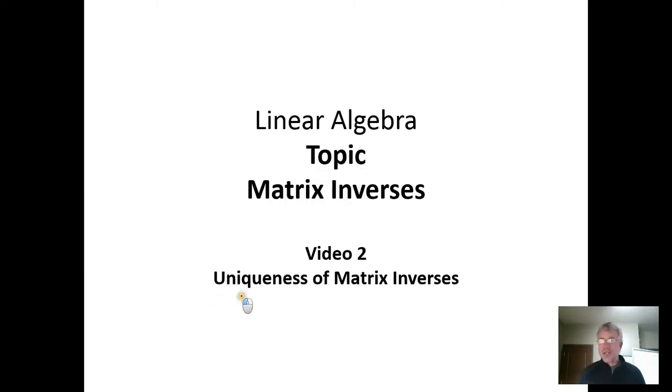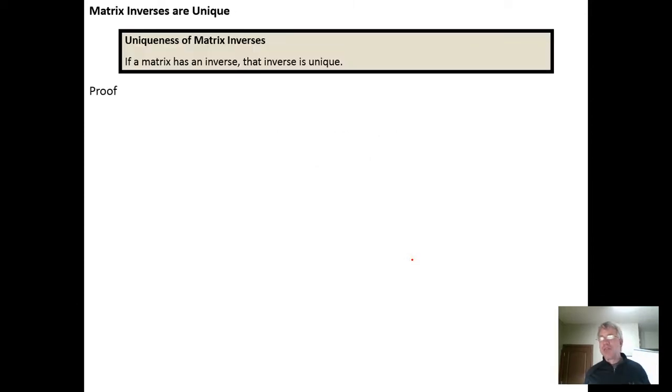So in this video we want to establish the uniqueness of matrix inverses, or in other words we want to identify that if a matrix has an inverse, that inverse must be unique. There can't be two different inverses for the same matrix. So we have a little theorem here, uniqueness of matrix inverses. It says if a matrix has an inverse, the inverse is unique.